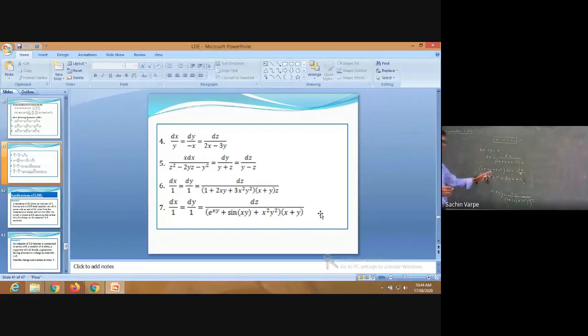And now resubstitute the value of v. What is v? v is xy. So xy plus x square y square plus x cube y cube minus log z is equal to c2, and that is the second solution, which is completely linearly independent of the first. You can check.